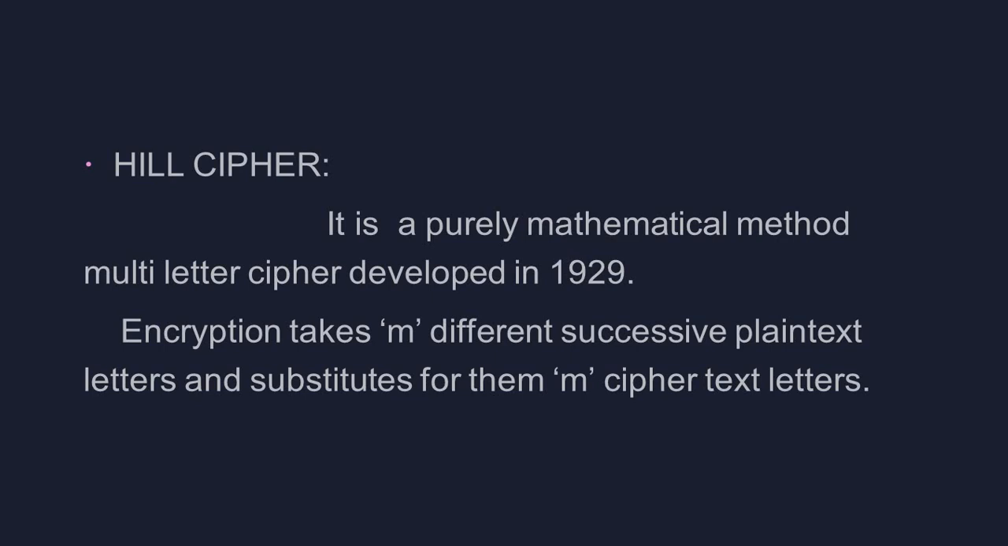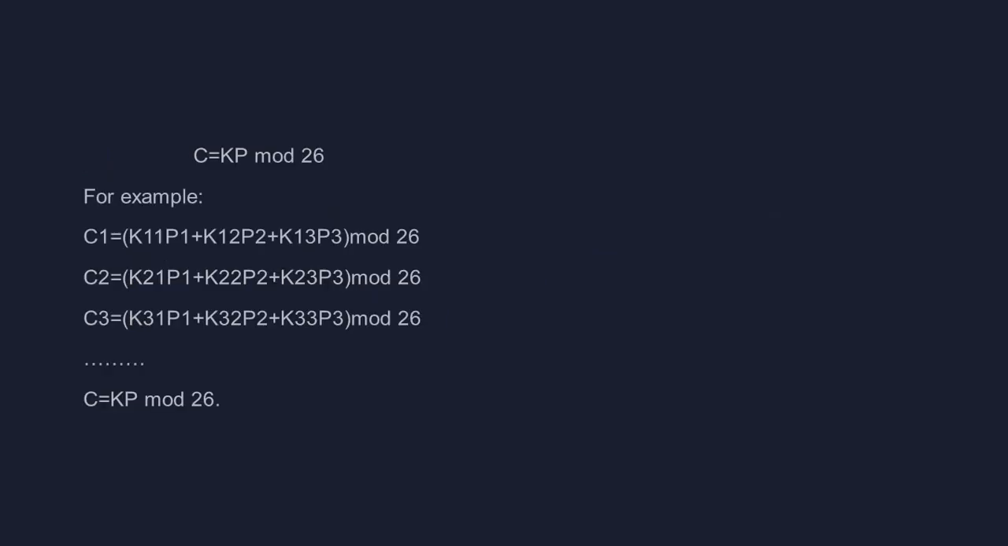So the Hill cipher is a purely mathematical method which was developed in the year 1929, before you were born or I was born. Encryption takes m successive plain text letters and substitutes for them m ciphertext letters. So this is the example which is being shown.